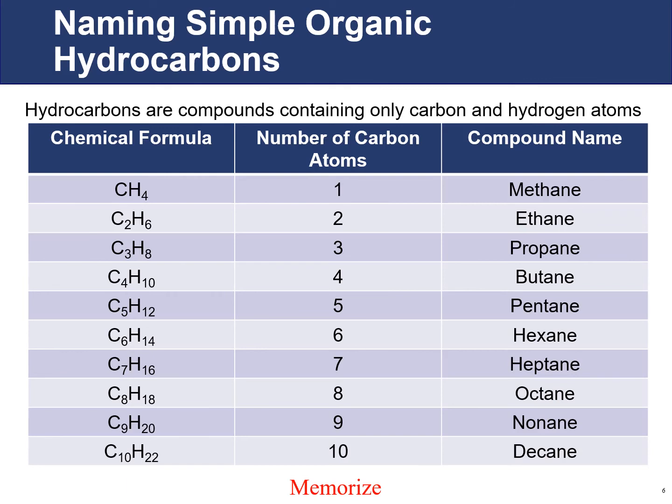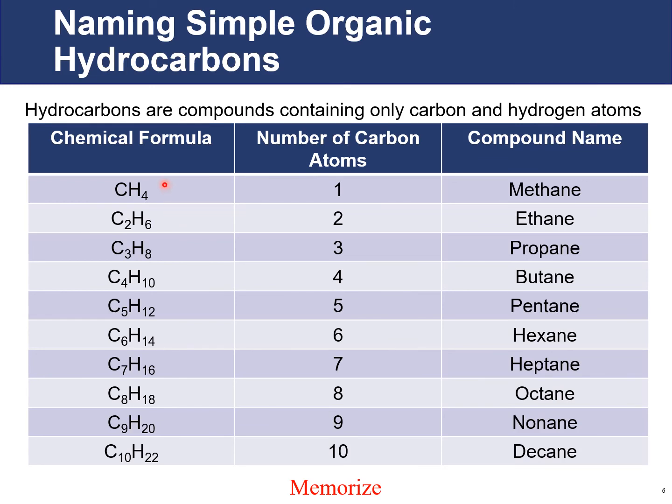The last thing we will be looking at is naming simple organic compounds. For this course, we will be considering only the following 10 hydrocarbons. A hydrocarbon is a molecule that contains primarily carbon and hydrogen. The ones that we will be looking at contain only carbon and hydrogen. They differ in the number of carbon atoms and hydrogen atoms that they contain.